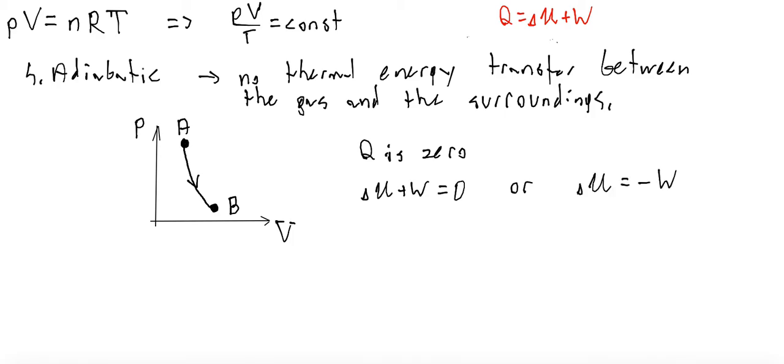What does it mean? It means that if gas does a work, in our case it expands, volume increases, so in our case W is positive, then what happens with delta U? Delta U is negative. So in our case, when gas expands, so if volume rises, then delta U is negative, which means that temperature decreases. Okay, so temperature goes down. This process is rapid.